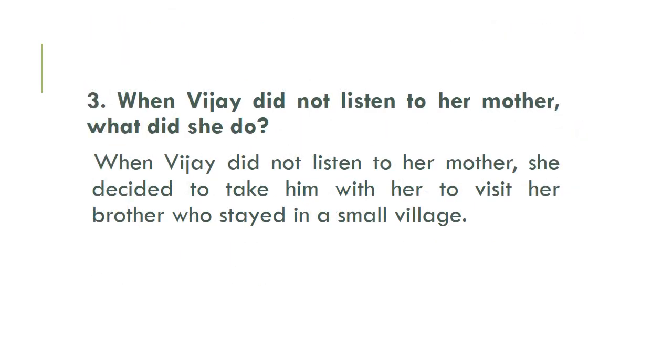Question 3. When Vijay did not listen to her mother, what did she do? Answer. When Vijay did not listen to her mother, she decided to take him with her to visit her brother who stayed in a small village. Why did she decide so? Because he can see how people are living where water is not easily available.